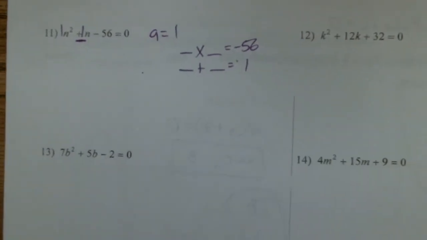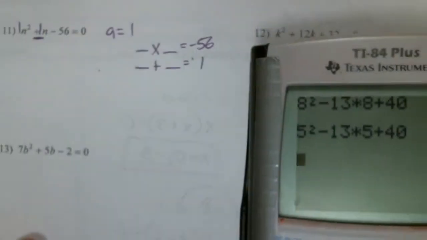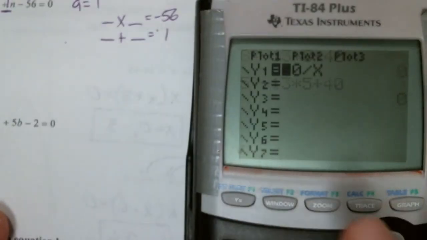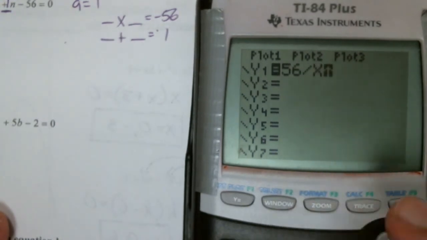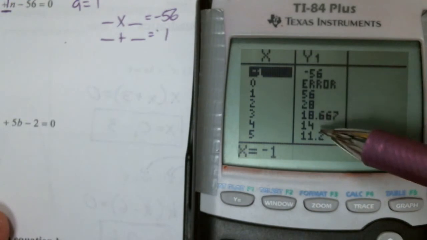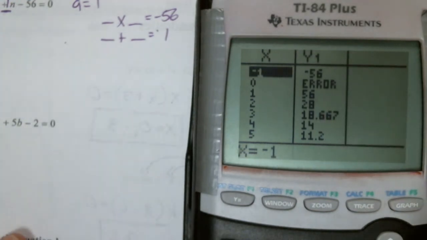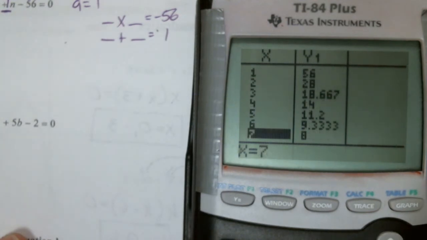Once again, some of you may struggle a little bit with that, so we can go back to our y equals, let's type in 56 divided by x, second table, and I'm looking for a combination of numbers that are 1 apart from each other. No, those are way apart, way apart, way apart. Well, there we go, 7 and 8. They're only 1 apart, okay?